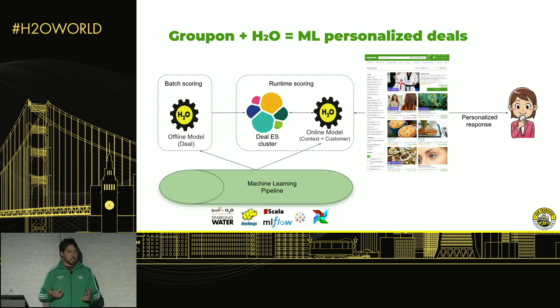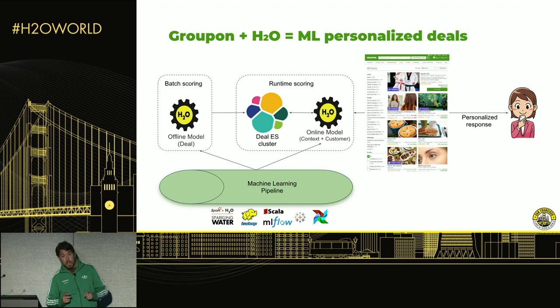I summarize this problem as finding a needle in a haystack: finding the right deal for the right user. If you have the Groupon app and you open it right now, and you pick your neighbor's, it's most likely you're not going to be seeing the same ranking, the same deals, because we use machine learning to personalize the response. We try to make that response the most accurate for each customer. That is a big problem.